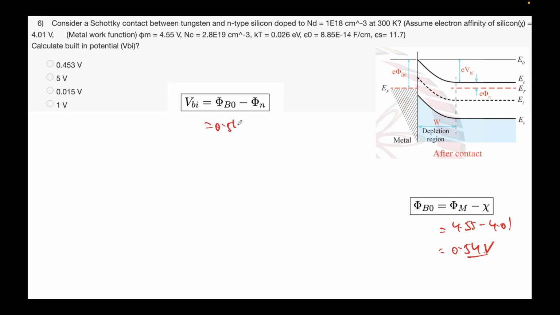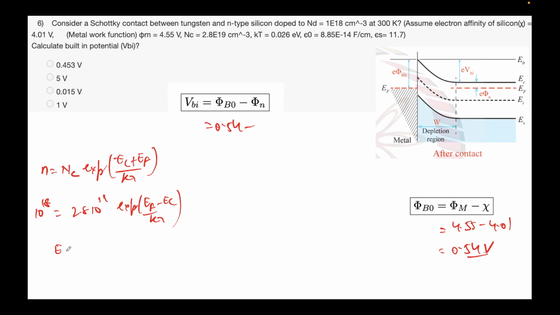You put this value here, 0.54. How do you get phi n? Phi n is nothing but E_C minus E_F. If you recall the carrier concentration expression, n equals N_C exp of minus (E_C minus E_F) over kT, that is, exp of (E_F minus E_C) over kT. n is the electron concentration, which is equal to the doping. So you put 10 to the 18, and N_C is 2.8 times 10 to the 19, times exp of (E_F minus E_C) over kT. From this you can get E_C minus E_F, which will be kT over q times ln of 28. This comes out to approximately 0.09 volts. You put this value here, and you should get 0.45 volts.